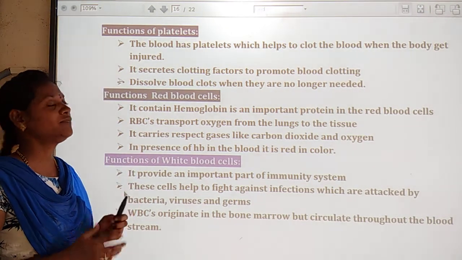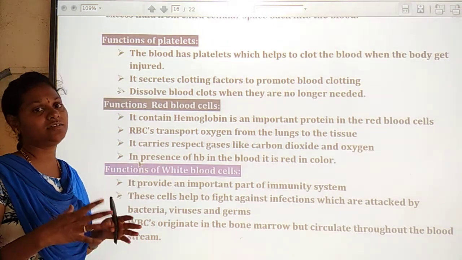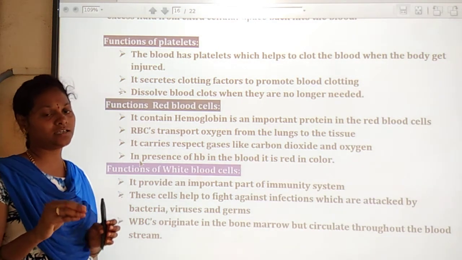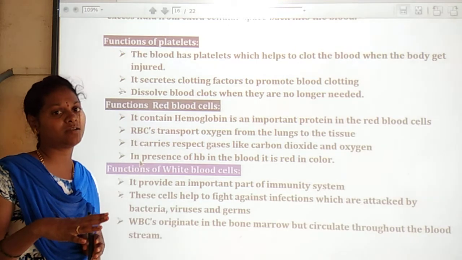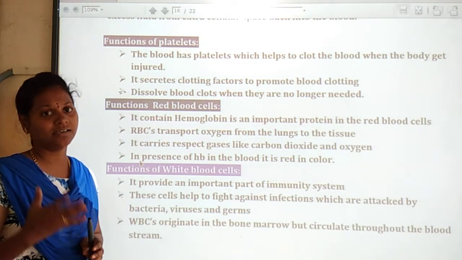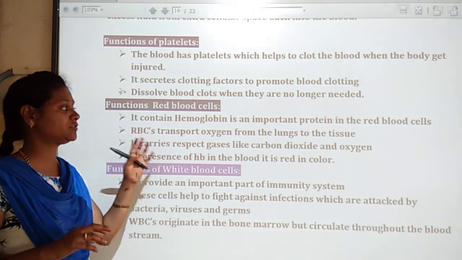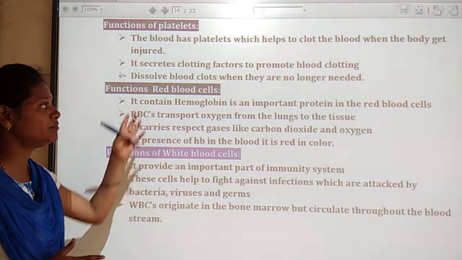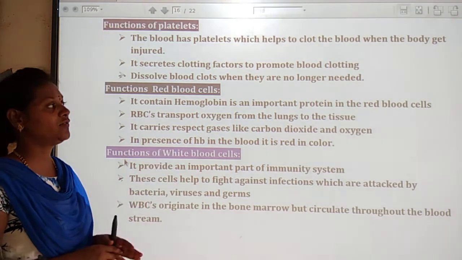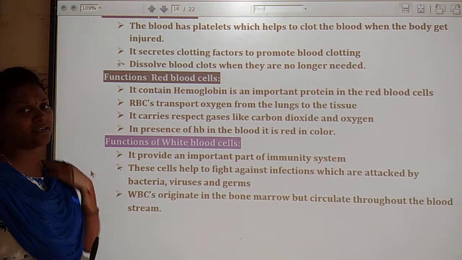Okay, and also it dissolves the blood clot when the clot is no longer needed. Once the clot has formed and the bleeding stops, there is no need for the clotting of the blood again. Because of this reason, it also dissolves the blood clots. So the blood that has clotted dissolves again when there is no longer need. Okay, and here these are the functions of the platelets in our blood.